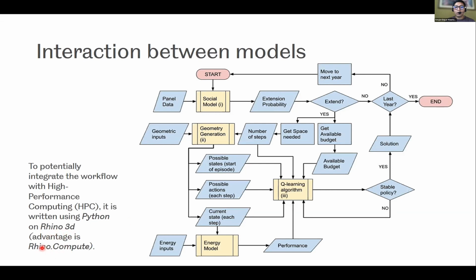And the advantage of this is that eventually we can use Rhino Compute to send these whole solutions to the cloud, to a high performance computer.